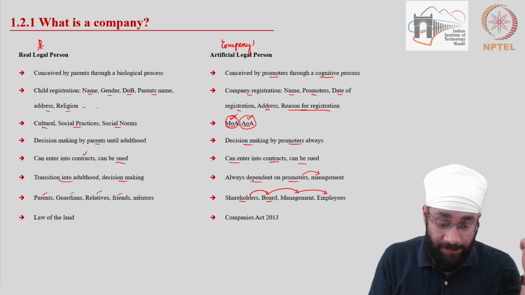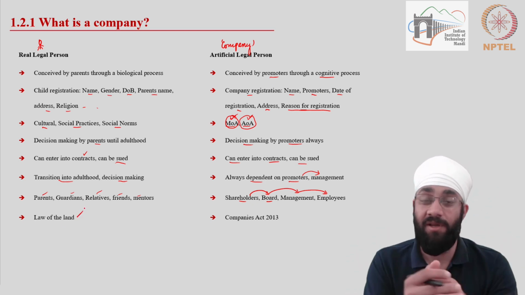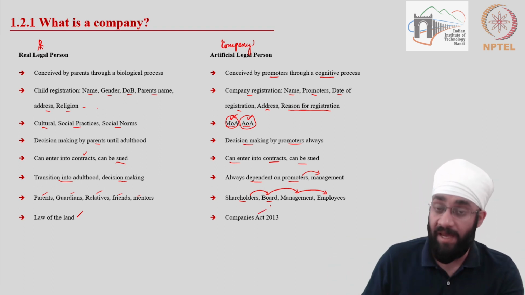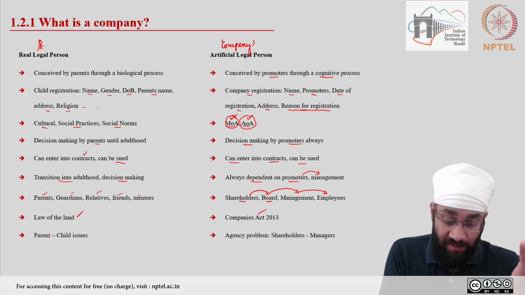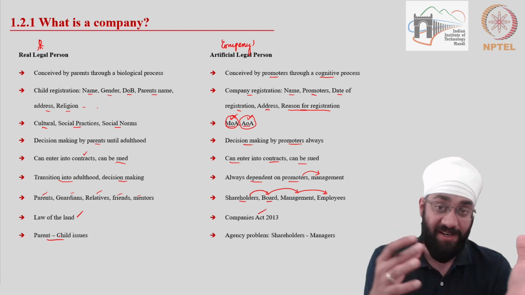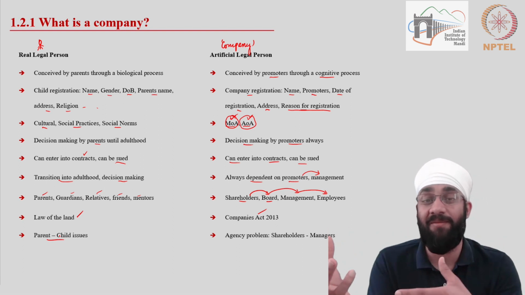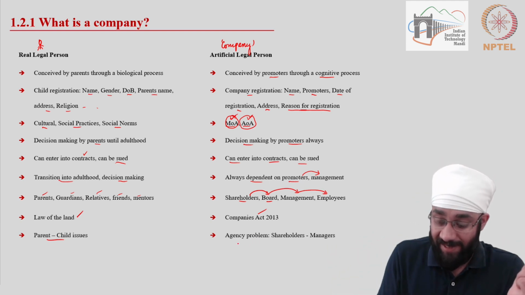Then for a real legal person, you have the law of the land. There are a number of laws regarding how you should behave, act, and so on. Likewise, there is the Companies Act for companies. Then, if you think a little bit further, you have parent-child issues. There are ego issues. Children grow up, parents have expectations, all of that, right? All of us deal with that.